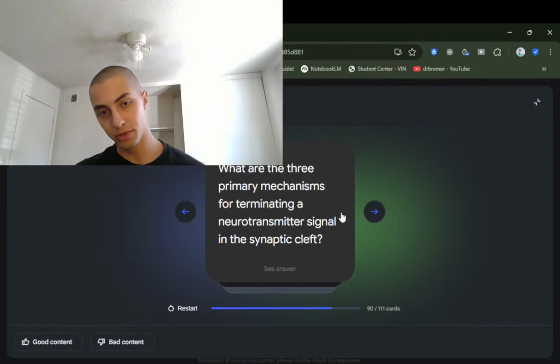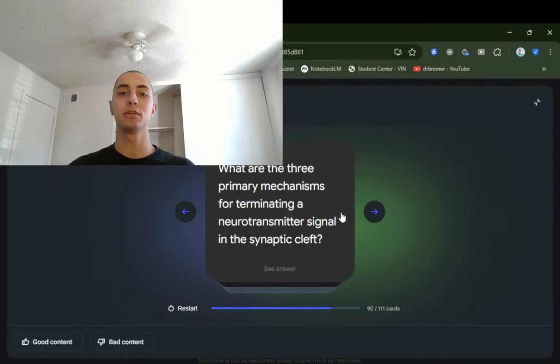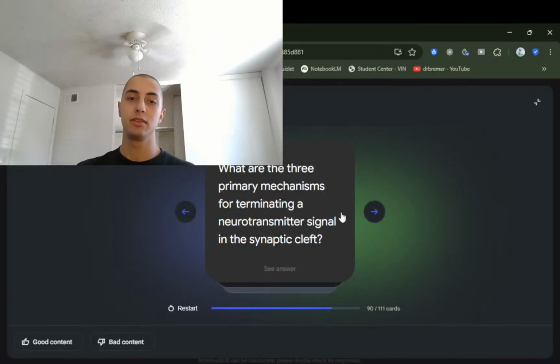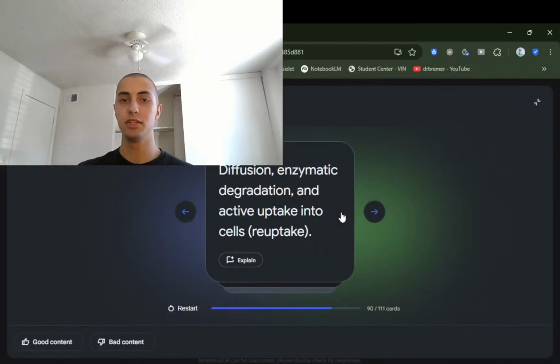Man, I'm not doing too well on these. What are the three primary mechanisms for terminating a neurotransmitter signal in the synaptic cleft? Diffusion, enzymatic degradation, and active uptake into cells or reuptake.